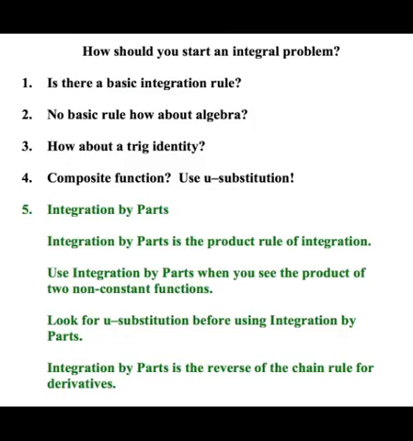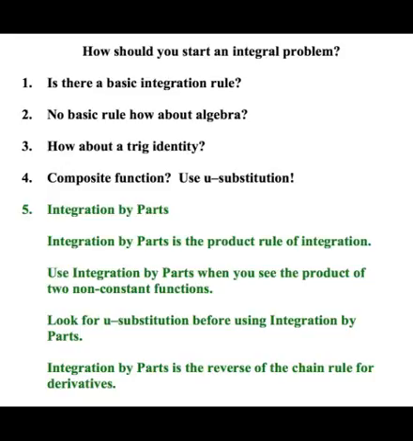Now we return to the question, how should you start an integral problem? Number 1, is there a basic integration rule? 2, no basic rule, how about some algebra? 3, how about a trig identity? 4, do you have a composite function? Use u substitution. And now we arrive at the 5th technique for integration by parts.